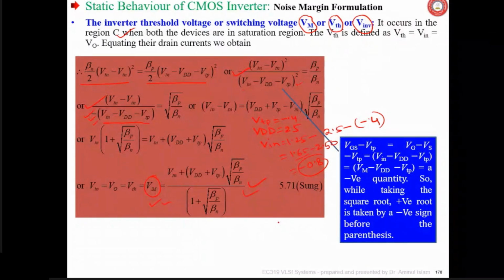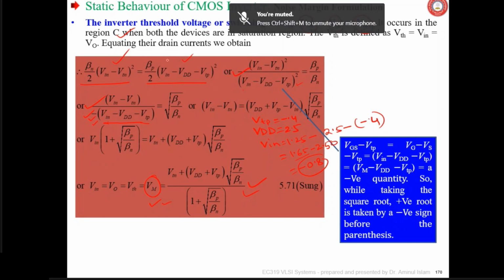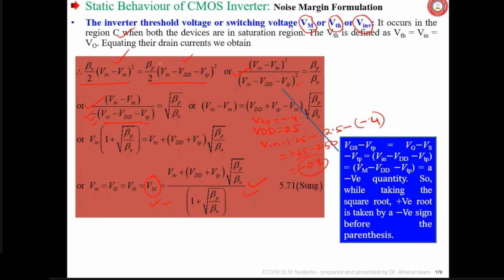If you know the current equations and know the regions of operation of the MOSFETs, equating the current equation, you can do it. We know that in region C, Vm occurs, or Vin equals Vout equals Vm occurs in the region C, which is telling that both the MOSFETs are in saturation region. And taking the saturation current equation, equating them, we get this value.